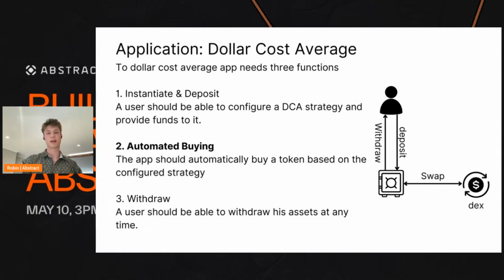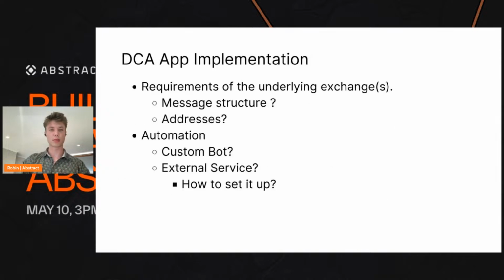The second step is to have the buying be automated. So there needs to be something that triggers the smart contract to do the swap for you once a day. And this is something that the application also needs to do. And then we should also be able to withdraw the funds, which is quite natural.